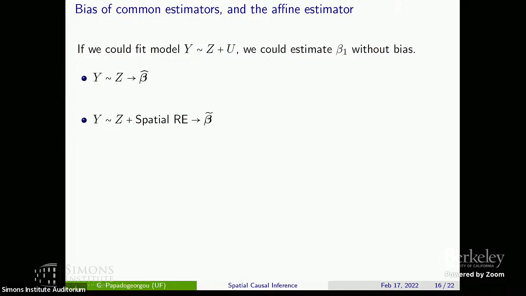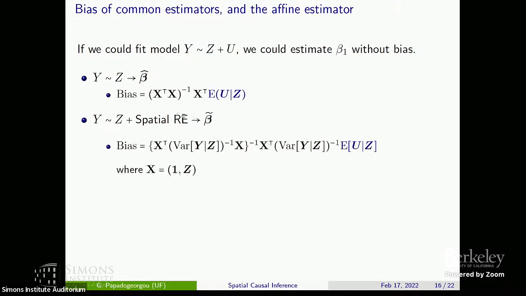So if you have Z and Y, what you could do is regress Y on Z. And here again, you're not controlling for the unmeasured spatial variables, so this will be biased. You could try to incorporate a spatial random effect, as spatial statisticians would do, and then you would get the weighted least squares estimator here, beta tilde. If you look at the bias terms for both of these, they will be non-zero. And the fact that they're non-zero arises from this conditional expectation of the unmeasured variable given the treatment.